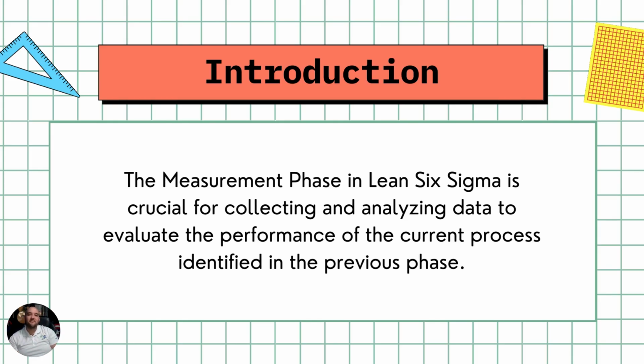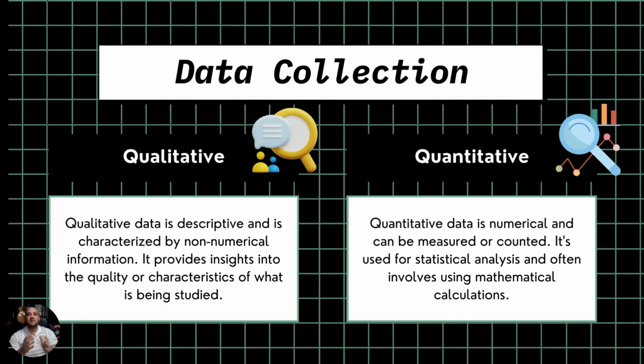So the measurement phase in Lean Six Sigma is very crucial for collecting and analyzing the data to evaluate the performance of a current process. Now, we identified this in the define phase, but now you're looking at a holistic approach to it by combining several different key aspects. In this, I need you to know there are two types of data. Technically, there's more, but for this level, we have qualitative and quantitative.